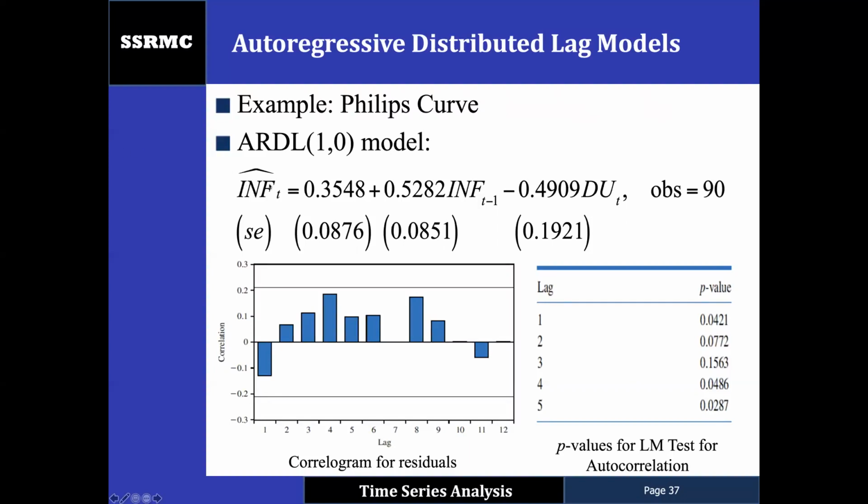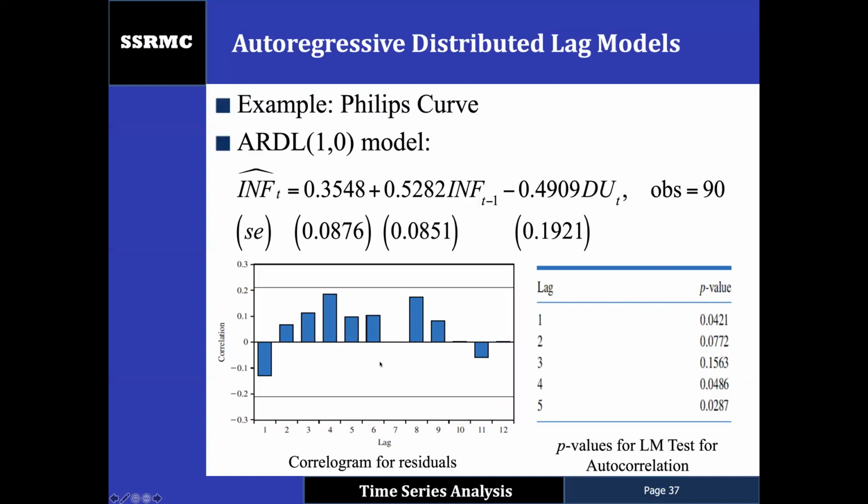Okay, so we have this Phillips curve example, and we are estimating an ARDL(1,0) model to start with. So here we have the lag term of the dependent variable, inflation rate, only in a regression model. We estimate this ARDL model, and we check whether the residuals are free of autocorrelation problem. So that's the correlogram of residuals. And we can also see the LM test for autocorrelation.